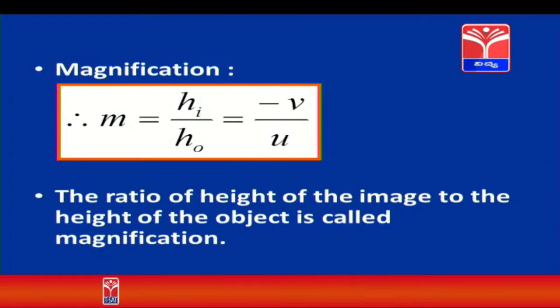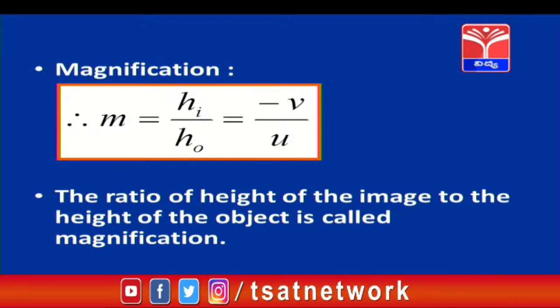And then we saw the formula for magnification, m is equal to hi by ho and it is also equal to minus v by u. Magnification is defined as the ratio of the height of the image to the height of the object.